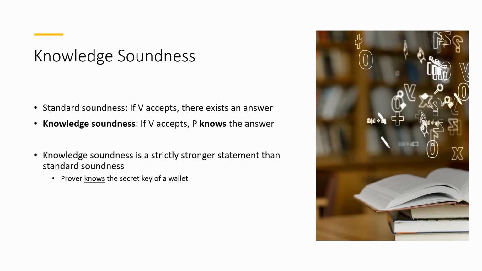The second concept is knowledge soundness. Previously, when we talked about soundness, we meant standard soundness, where if the verifier accepts, then there exists an answer to the claim. Contrast this to knowledge soundness, where if the verifier accepts, then the prover knows the answer to the claim. The difference between standard soundness and knowledge soundness is very nuanced, but the main takeaway is that knowledge soundness is a strictly stronger statement than standard soundness. It is important to blockchain applications because we want our proof systems to guarantee that the prover actually knows the answer to a problem, such as the prover knows the secret of a wallet, and not just that it exists.